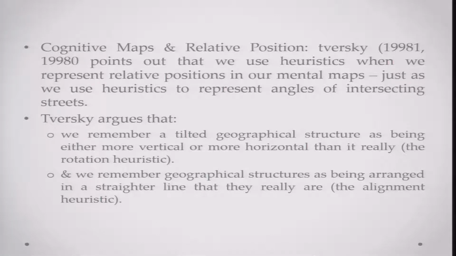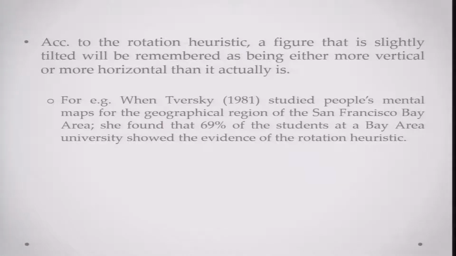Tversky argues that we remember a tilted geographical structure, something that is slanted, as being either more vertical or more horizontal. This is called the rotation heuristic. Also, he says that we remember geographical structures as being arranged in a much straighter line than they actually are. Let us take some examples about this. So, according to the rotation heuristic, a figure that is slightly tilted will be remembered as either more vertical or more horizontal.